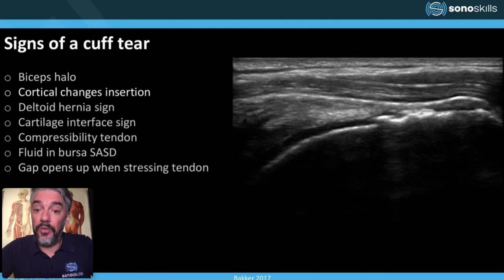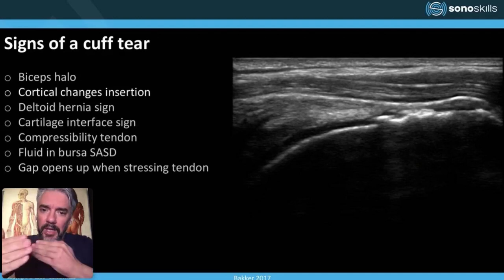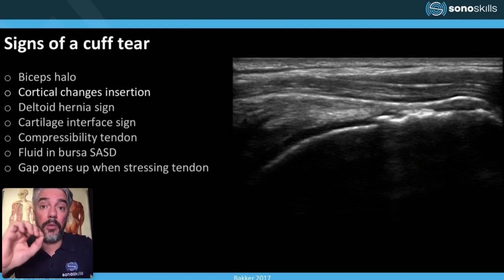Cortical changes near the insertion. If we have cortical changes, especially around the anatomical neck and greater tubercle, we know that this correlates to a high degree with tendon tearing. Sometimes very subtle, sometimes also quite a lot. So please know that this is a strong correlation.